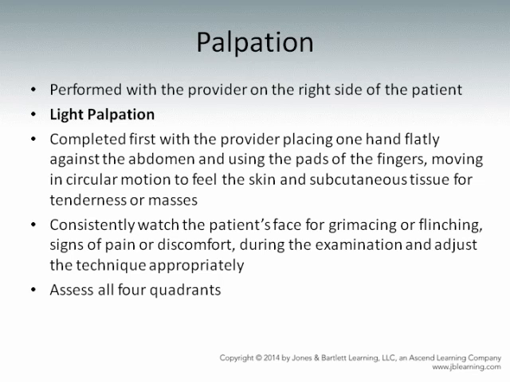Light palpation is completed first with the provider placing one hand flatly against the abdomen and using the pads of the fingers, moving in a circular motion to feel the skin and only go as far as the subcutaneous tissue for tenderness and masses. You want to consistently watch the patient's face for grimacing or flinching for signs of any pain or discomfort during the exam and assess all 4 quadrants.